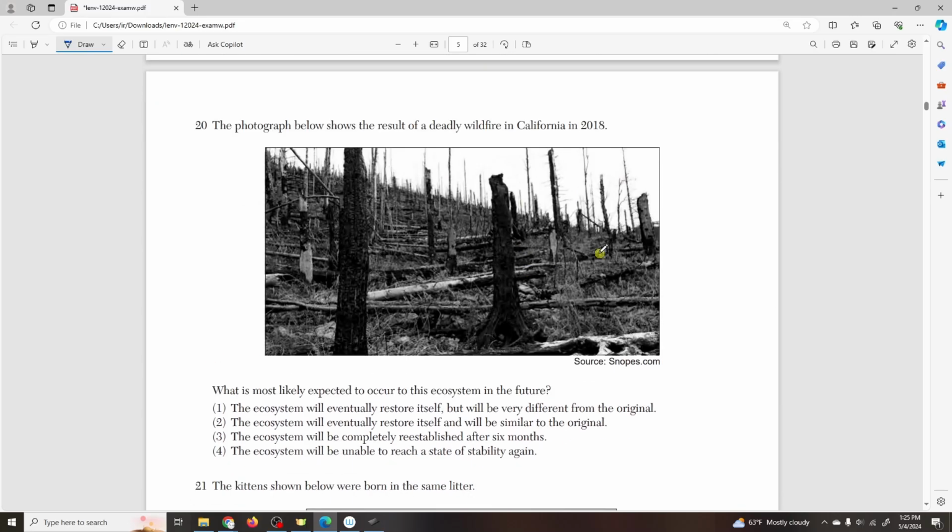Number 20 says that a photograph below shows the result of a deadly wildfire in California in 2018. What is most likely expected to occur in this ecosystem in the future? Will it eventually restore itself, but be very different from the original?